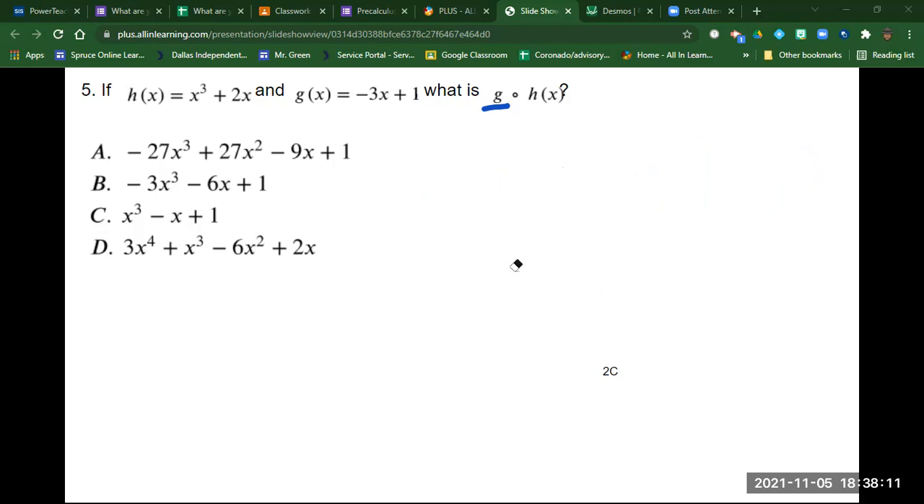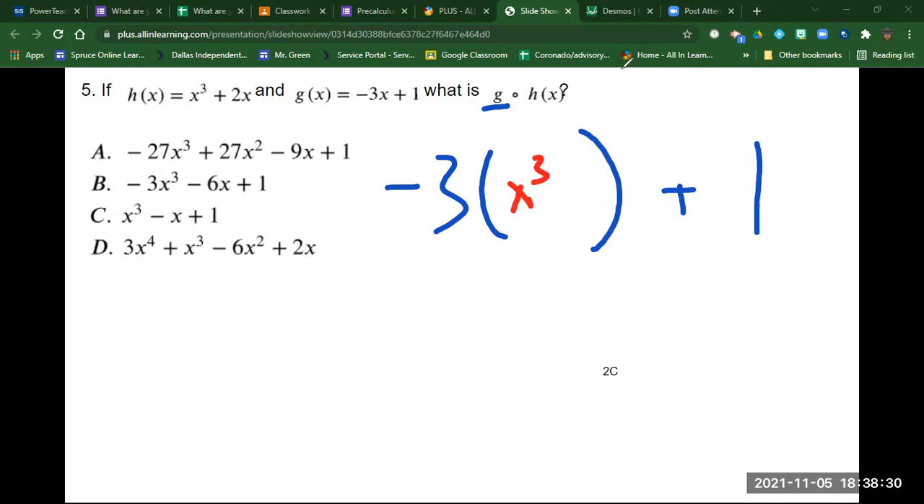So let me go ahead and expand this a little bit. I'm going to write g of x again: negative 3 with parentheses. Then I'm going to take h of x and put it inside. So I got x cubed plus 2x. All right, and that's it. So now all we're going to do is simplify this.